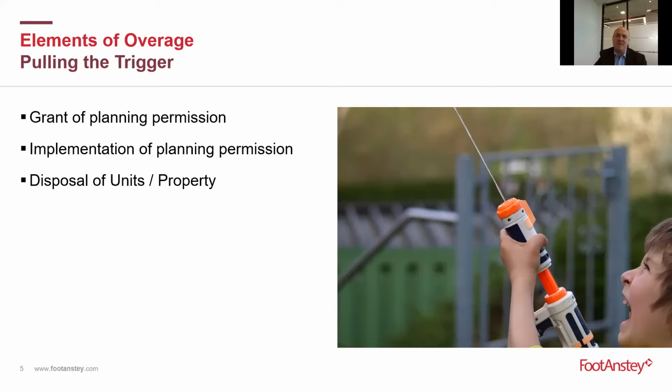And then for sales overage, it's normally the disposal of the units, and for anti-embarrassment, it's normally the disposal of the property. So, sales overage is commonly payable on the disposal of each unit, or the last unit, as this is when the value of the units can be ascertained. However, there are traps here for the unwary, and Becki has a good example of this.